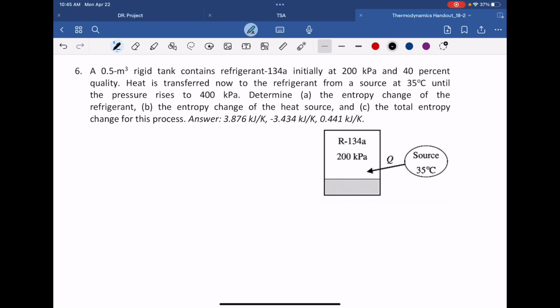Okay, there's a rigid tank with a refrigerant in it. Initially, its pressure is 200 kilopascal and 40% quality, meaning it was a mixture. And the heat is transferred from a source that was at 35 degrees Celsius, and it causes the pressure to change to 400 kilopascal. Determine the entropy change of the refrigerant, entropy change of the heat source, and the total entropy change during this process.